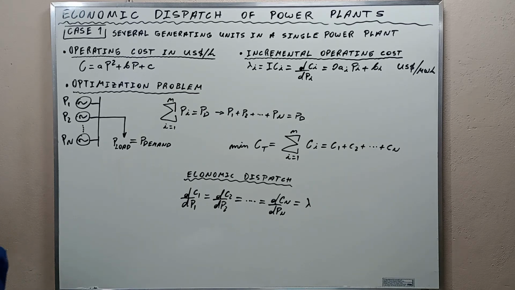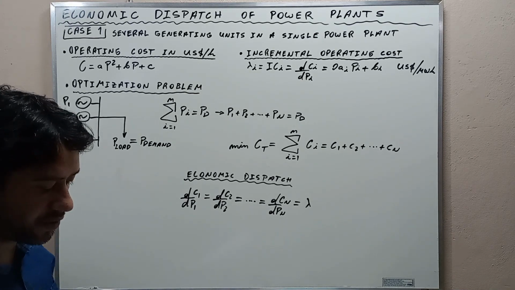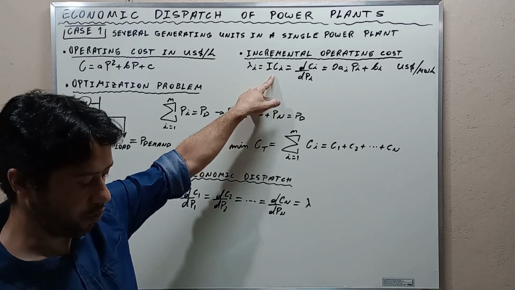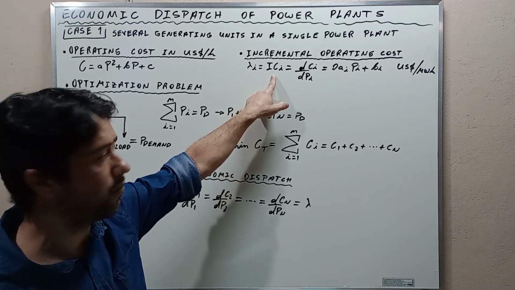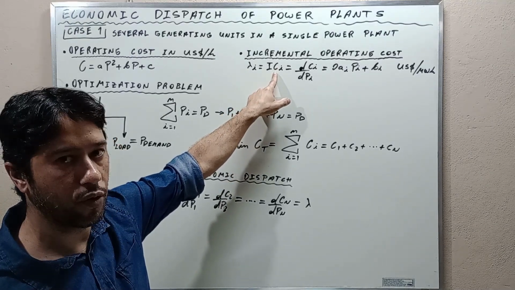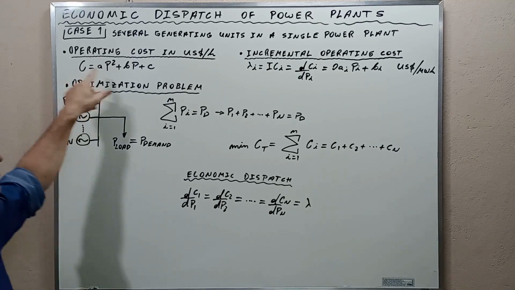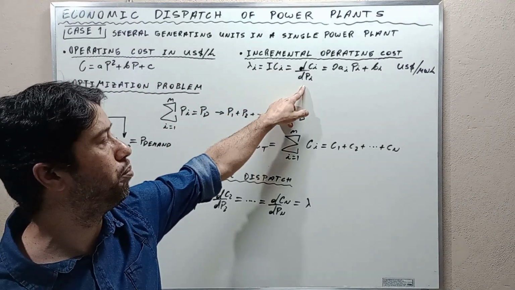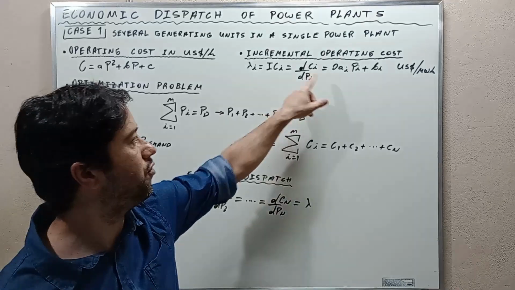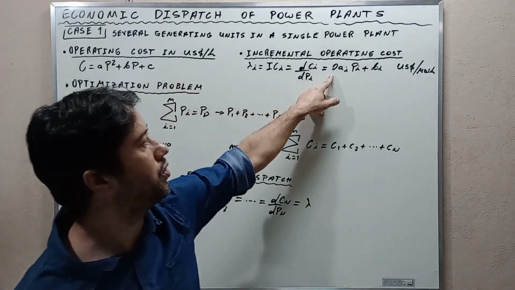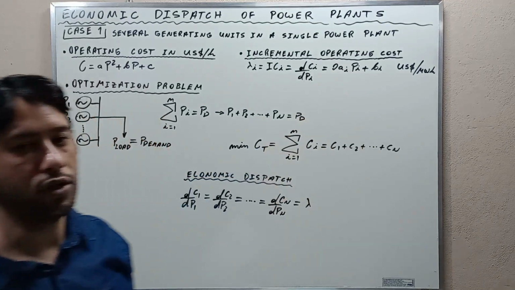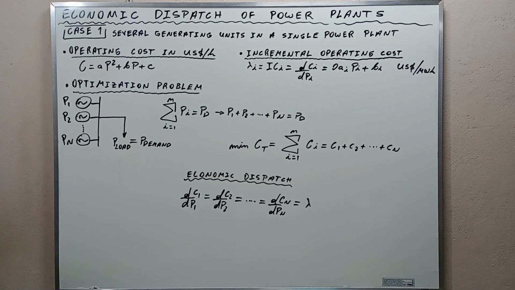For the aggregate operation of several generating units in a power plant with different operating costs, the incremental operating cost of each unit is this. The incremental operating cost is the derivative of the cost function. That is the derivative of C with respect to P, the power, is equal to 2AP plus B dollars per megawatt hour. Okay? And we arrive at our optimization problem.